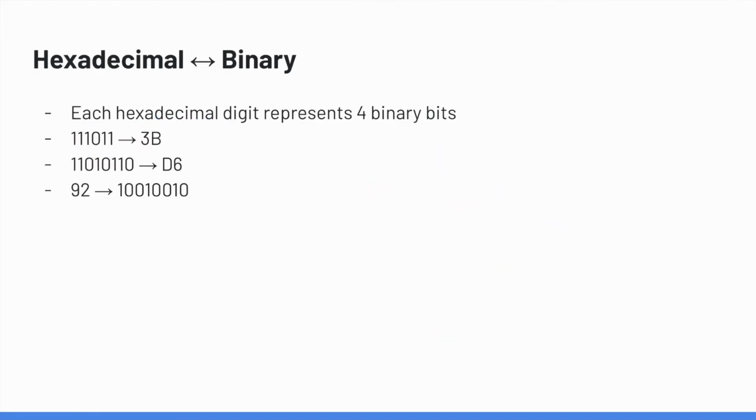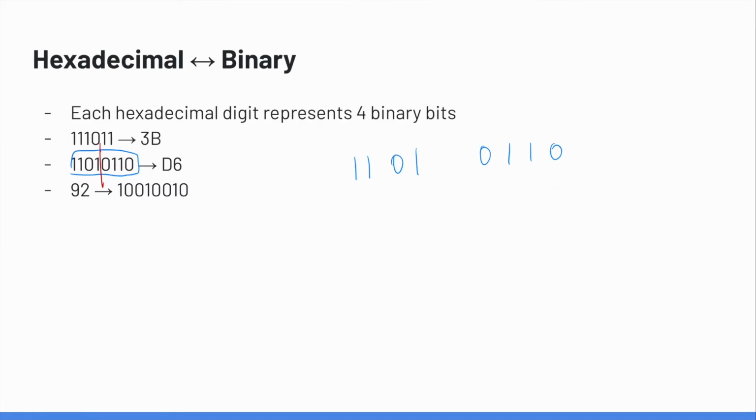So let's say that we have this value right here, and we want to turn this into hex. We're going to start by splitting this up into groups of 4, right? So we're going to have 0, 1, 1, 0, the rightmost group, and then 1, 1, 0, 1, which is going to be the leftmost group.